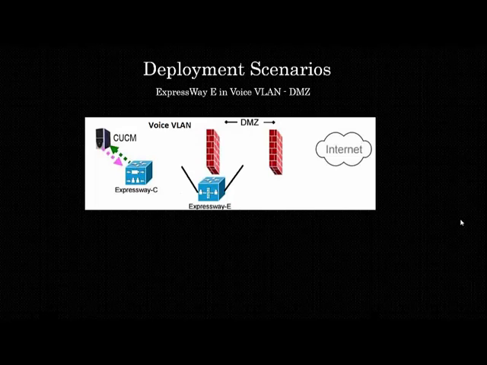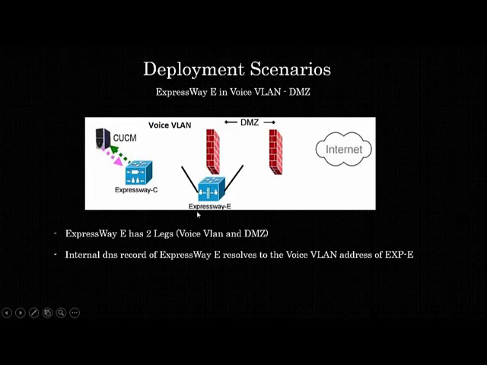Because not all firewalls support the NAT Loopback feature that we talked about in the previous slide, this solution comes in handy where Expressway E is deployed with two interfaces. One is in the voice VLAN and another in the DMZ zone. In this case, Expressway E has two legs, and the communication between C and E will happen on the voice VLAN level. Also, the public IP address of the server will be statically NATed to the DMZ IP address of the server.